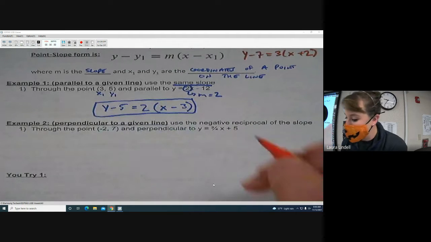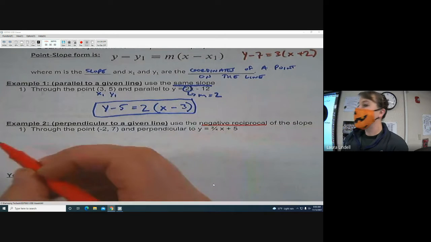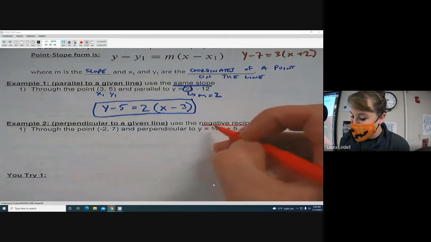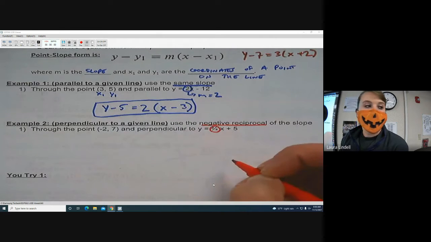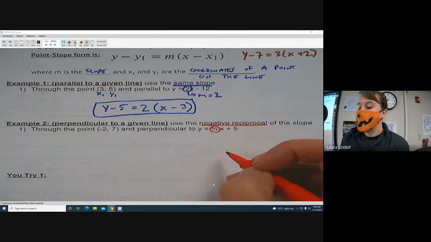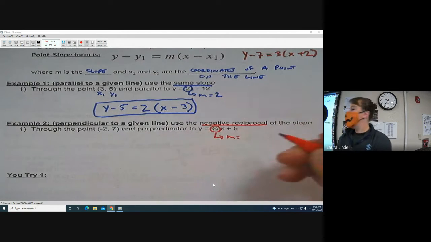So the next way we'll do it is perpendicular instead of parallel. So this time you have to use the negative reciprocal slope. So same process though. I would go through and look at my line here and circle the slope. But this time, instead of keeping the same slope, I'm going to take the negative reciprocal.